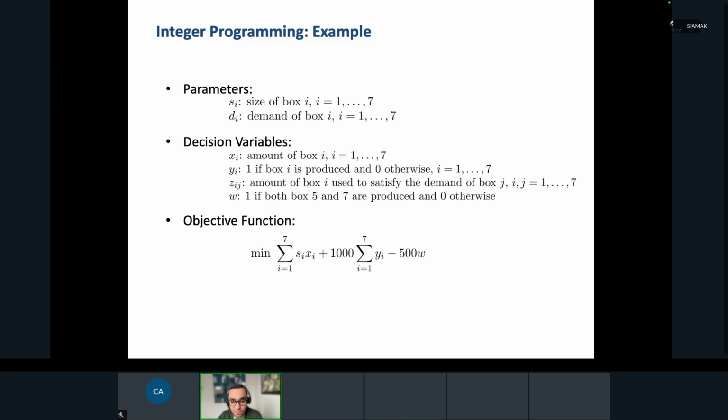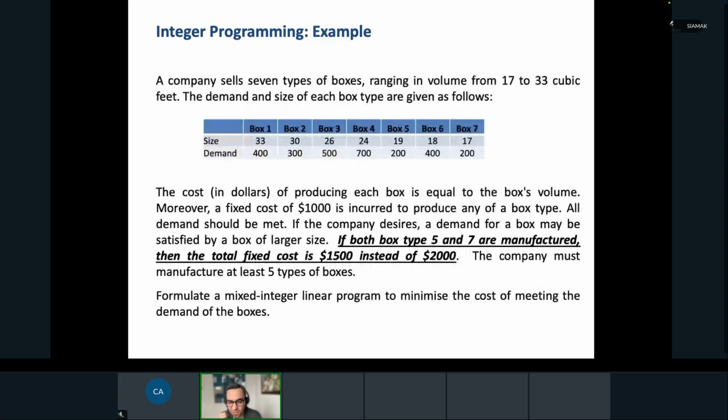So when it is yi, that's the direct fixed cost of each of the products. What the question says is that when you produce 5 and 7 at the same time, you expect the total fixed cost to become 1,000 plus 1,000, which is 2,000. But because they're similar to each other, you don't need to change the production line, so the total cost becomes 500.